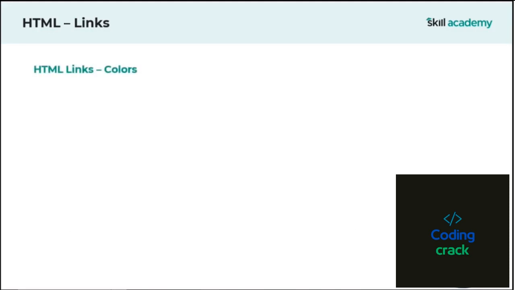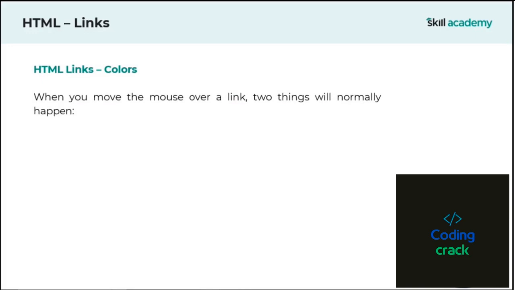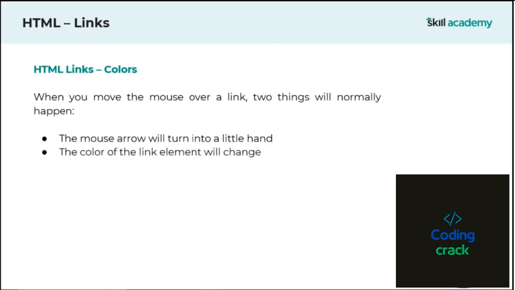Before I show you the practical part, I would like to share some important points with you. Guys, this slide we need to understand very carefully. Here, I will be explaining HTML link colors. When you move the mouse over a link, two things will normally happen. The mouse arrow will first of all turn into a little hand. This point I will show you with the help of a practical example. That means the moment you hover your mouse over a link, two things will happen. First of all, your mouse arrow will turn into a little hand and the color of the link element will change.